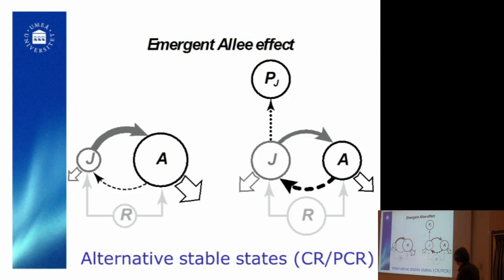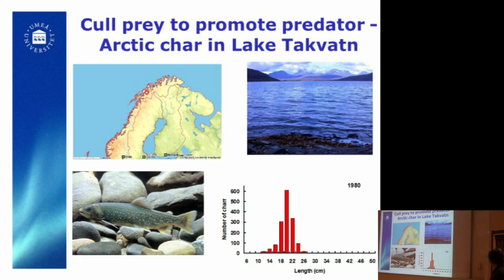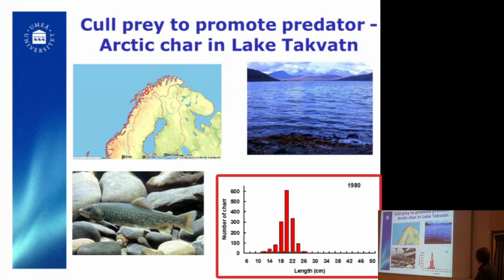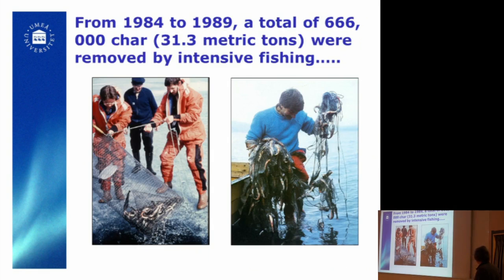So we have then two alternative stable states, one with only the consumer and resource, and one with predator, consumer, and resource. An experimental example of this is the study of the brown trout system in Lake Tagvatn in Norway, where the population before this experiment was totally dominated by small-sized char. And actually there were no trout in the system.